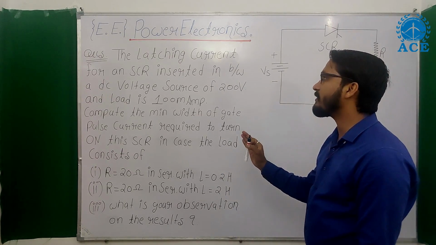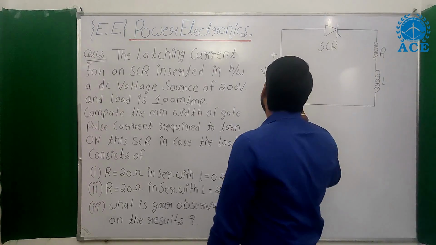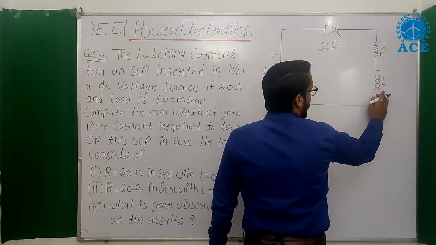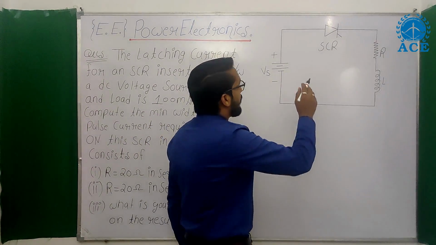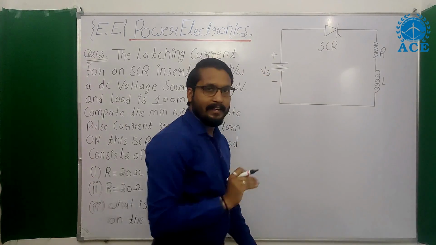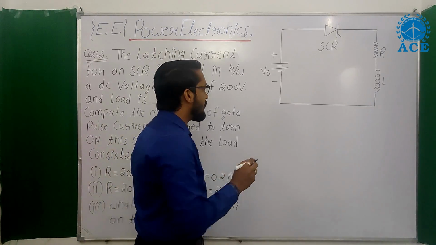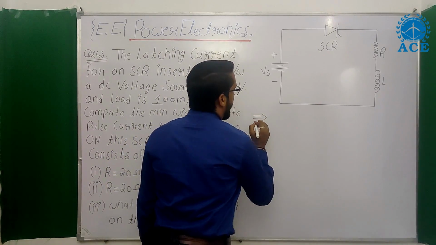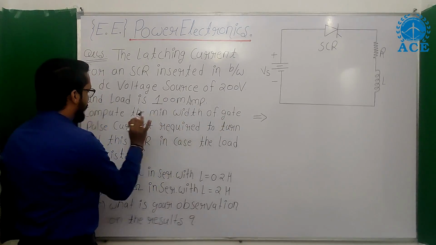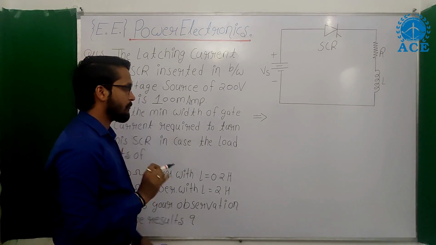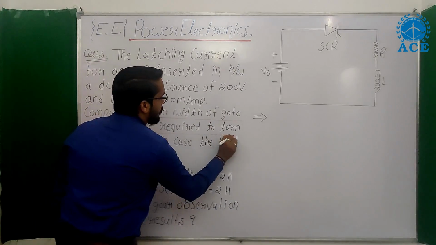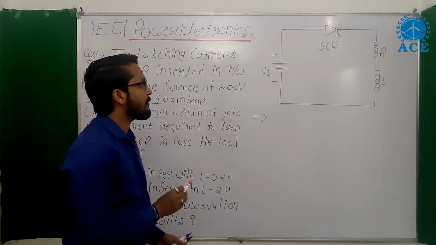According to the given condition of the question, this is the voltage source, and in place of the load there is a series combination of R and L, and the source and load are connected through the SCR. Now we have to find out the minimum width of gate pulse current required.